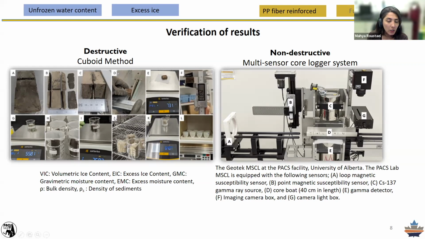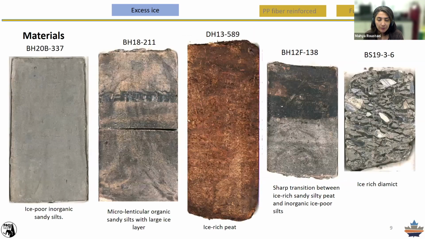Just to give you very quick information on this method, we cut our cores into very small cubes in our cold cutting room, and after that we found the bulk densities, supernatant water, and also the organic contents of the samples. So at the end, we had everything that we wanted from those cubes, and we compared the results with our CT results.